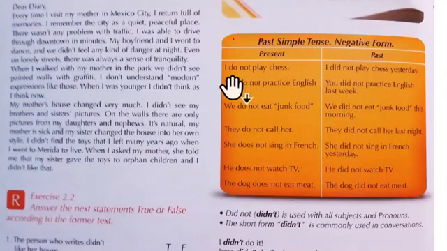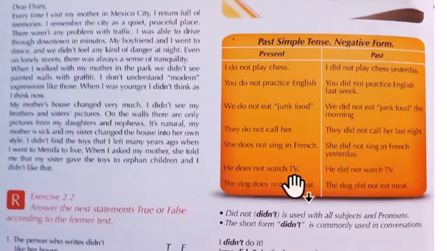For example, I don't play chess, present. In past, I didn't play chess yesterday. You don't practice English. You didn't practice English last week. We don't eat junk food. We didn't eat junk food this morning. They don't call her. They didn't call her last night. She doesn't sing in French. She didn't sing in French yesterday.